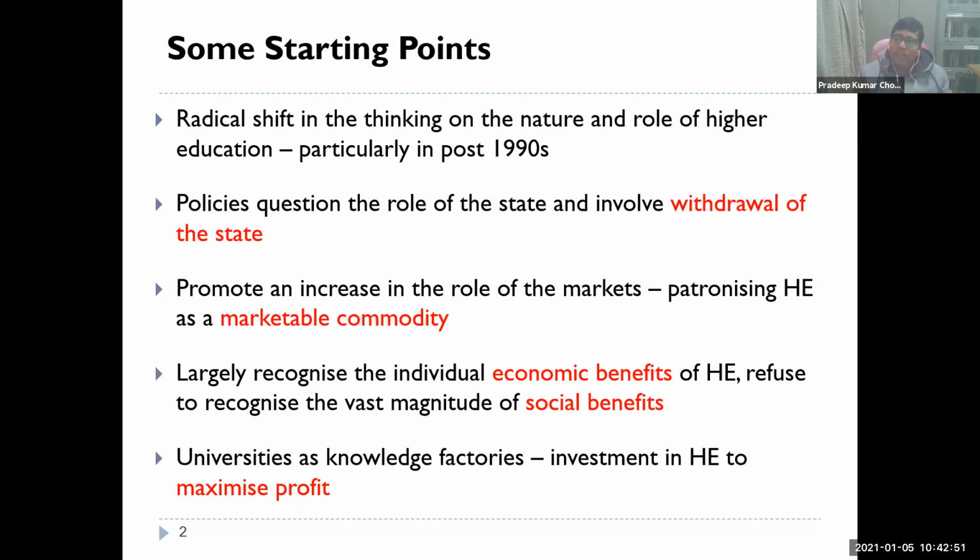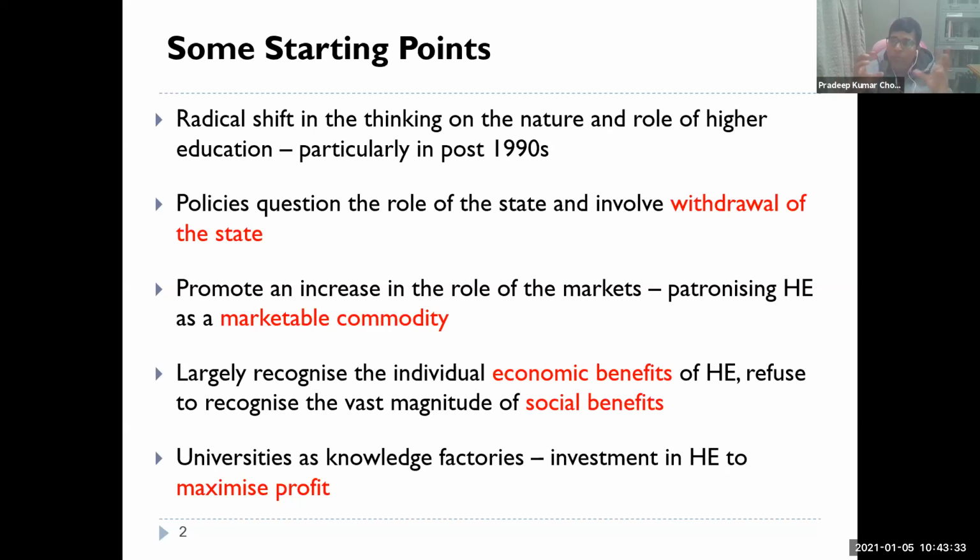Why did it happen? There are several reasons, but I want to highlight one important reason. That is the pack of policies that I just mentioned, which largely recognized the individual economic benefits of higher education, and refused to recognize the vast magnitude of social benefits. That's the important thing that I am trying to say. What do we mean by this? This is an important point that we all should understand very clearly: with the private sector provisioning in higher education, the policy understood that higher education gives larger private benefits.